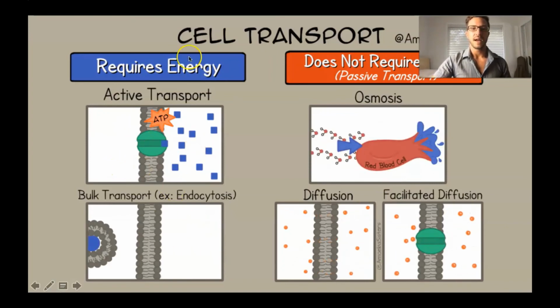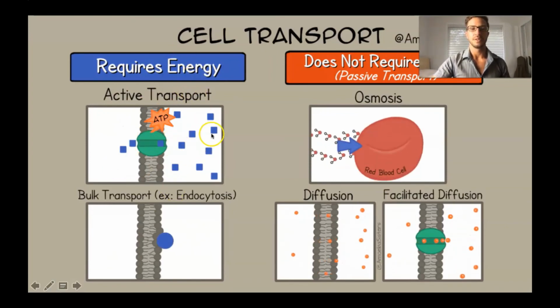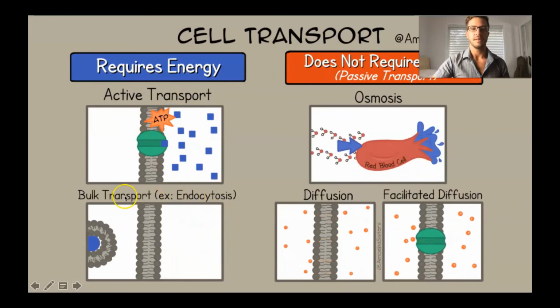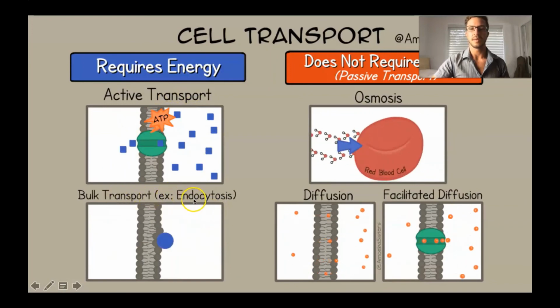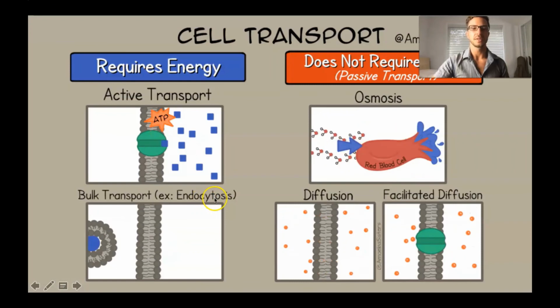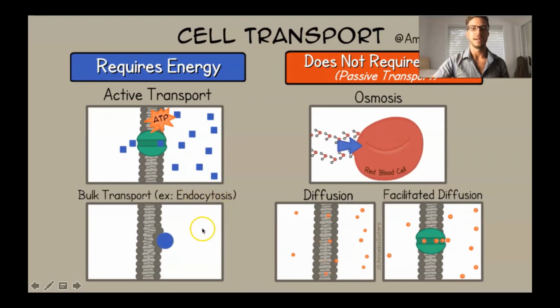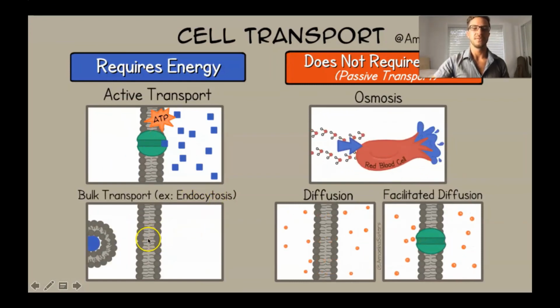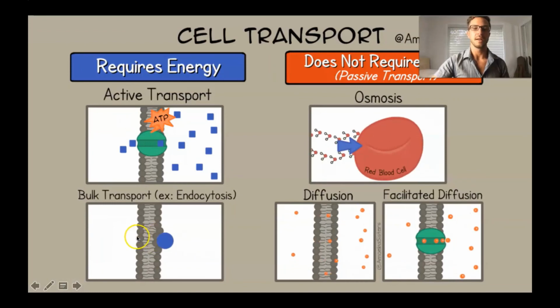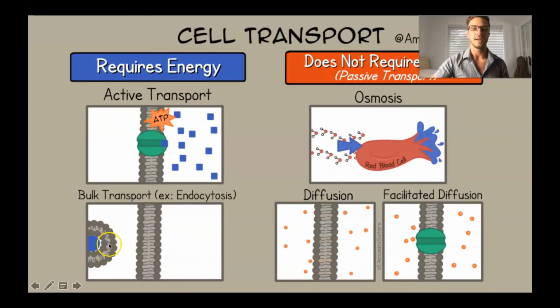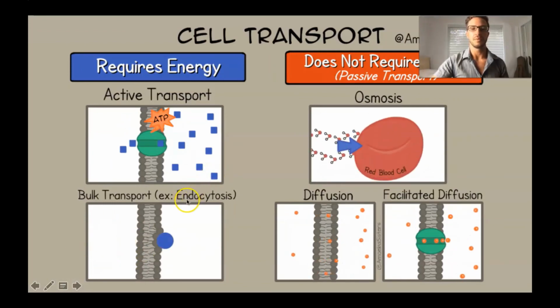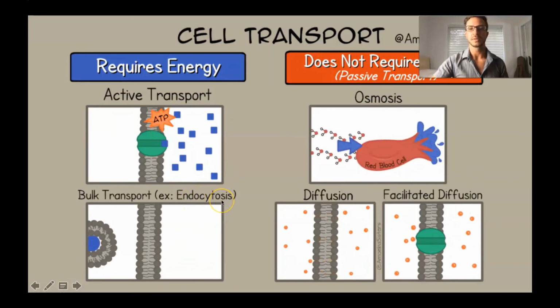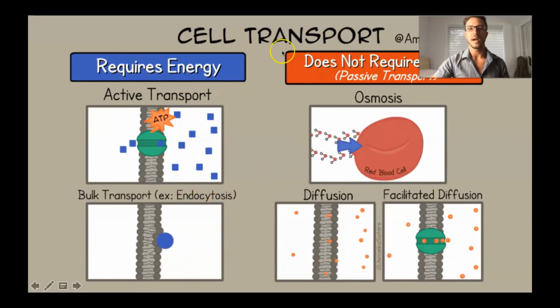We have active transport, like we just spoke about. Then we have bulk transport, and an example being endocytosis. And this is where endo meaning it's coming in, so something fuses with the cell membrane, creates a vesicle around it, and then it comes into the cell. The opposite would be exocytosis. But that's all active transport.